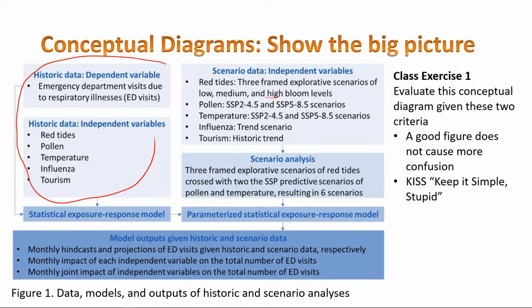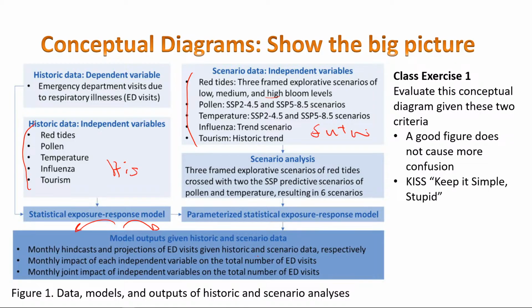So now, this is my parameterized model. I will evaluate these six scenarios, and that will be the model output. So what will I get from this? Monthly hindcast and projection of ED visits given historic and scenario data respectively. So basically, I will hindcast, projecting back, and project forward the ED visits, given this historic data and this future scenario data.